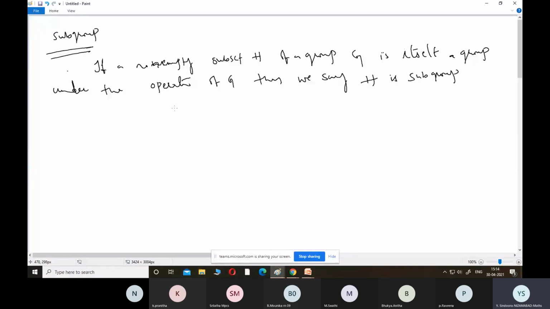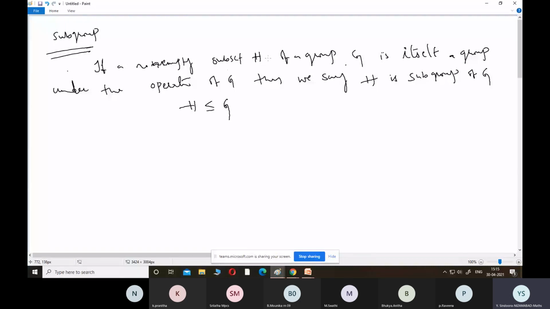A subgroup is usually denoted like this: H is a subgroup of G, written H ⊆ G. This is how I'll be denoting the subgroup. So what is a subgroup? It should be a group first of all. It itself is a group; the only thing is it is a subset of a group. Whatever properties we have for a group, the same operation and same properties will be there for a subgroup.